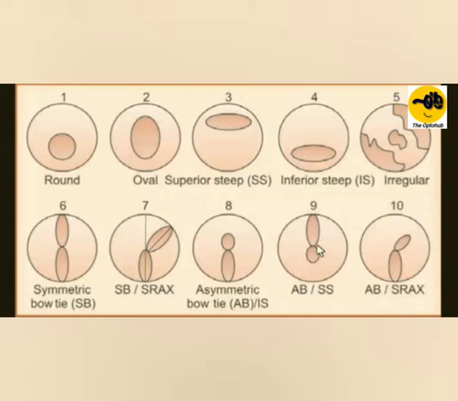Next is the asymmetrical bow tie and superior steep pattern. You see such patterns probably in Terrien's degeneration, not dystrophy, sorry. You might see it in Mooren's ulcer, or in some marginal ulcer and so on, which are superior in nature.